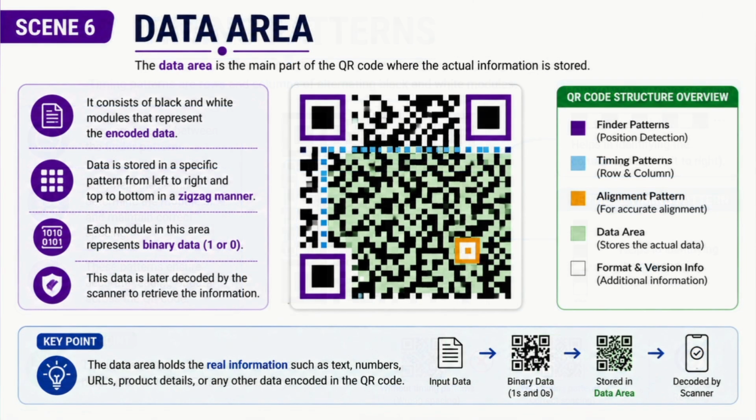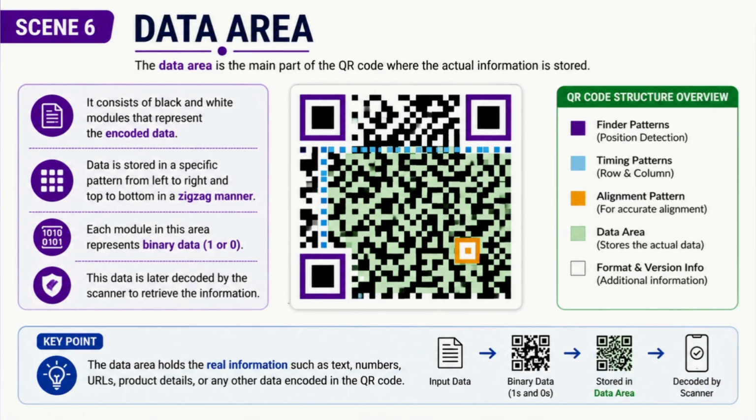And the next one is the data area, that is the information storage area. The data area is the main part of the QR code where the actual information is stored. It mainly consists of multiple small black and white squares called modules. Each module represents binary data, either 0 or 1. A black square represents binary 1 and a white square represents binary 0. These binary values are arranged in specific patterns to encode the information.